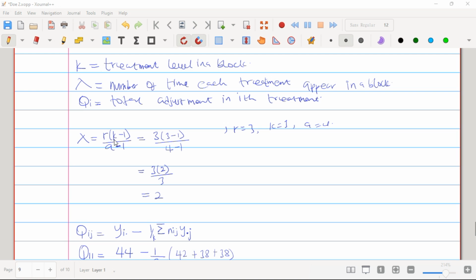Bracket open K. I have taught you how you find your K. So you just take 3 minus 1 divided by 4 minus 1, and then you'll be getting 3 times 2 divided by 3. This 3 is going to cancel this, and at the end your answer will be equal to 2 for the lambda, right? So once you have these parameters, you just substitute them inside the formula to get your lambda.